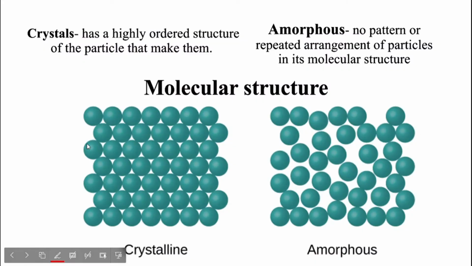First, let us know what crystalline and amorphous materials are. Crystals, or crystalline materials, have a highly ordered structure of the particles that make them. In amorphous materials, there are no patterns or repeated arrangement in the particles that make them. So this is the molecular structure of a crystalline material, and this is for an amorphous material.